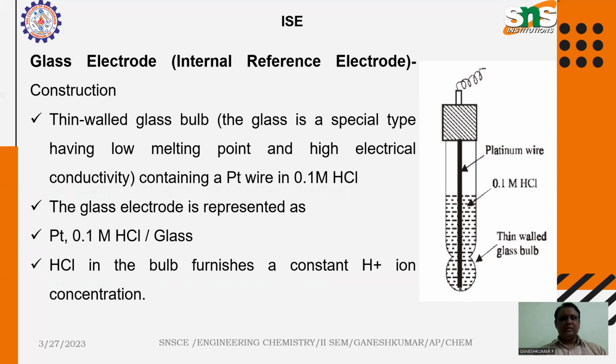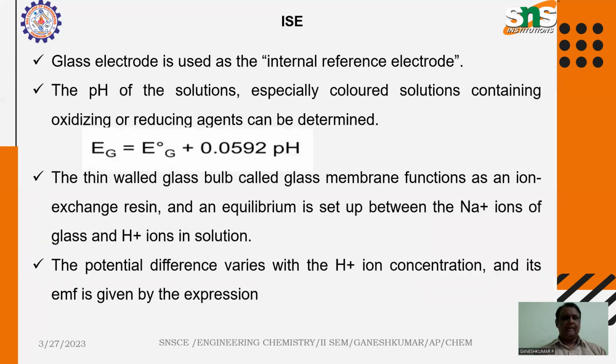Inside the glass bulb, we have 0.1 molal hydrochloric acid and a platinum wire is immersed in it. So it is a thin wall bulb, and there is a platinum wire and 0.1 M hydrochloric acid. HCl in the bulb furnishes a constant H plus ion concentration. It is an internal reference electrode.